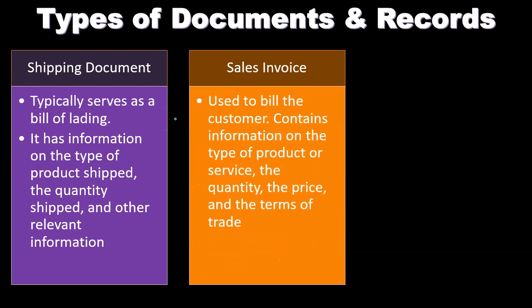Then we have the sales invoice, used to bill the customer. It contains information on the type of product or service, the quantity, the price, and the terms of the trade. So obviously the sales invoice is our invoice; we usually call it an invoice from our side. To the customer, it's going to be the bill. We're sending out the invoice to the customer, and they are receiving the bill.